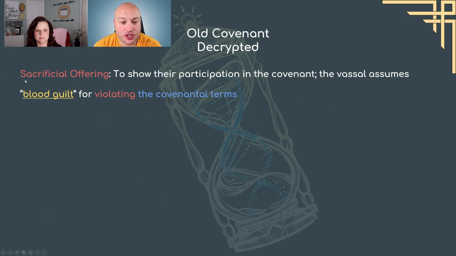Now we get to the sacrificial offering. This was designed to show their participation in the covenant. The vassal assumes blood guilt for violating the covenant terms. This is an automatic assumption of guilt. Okay? We can think of this almost as bail. All right? We can post bail and we get out of jail. But the minute we don't show up to our court-appointed date, the bail bond loses that money and the court automatically keeps it. Does that make sense?